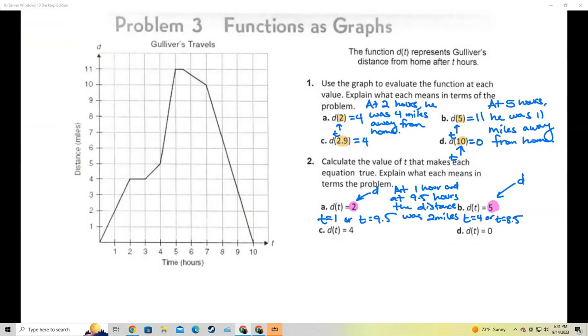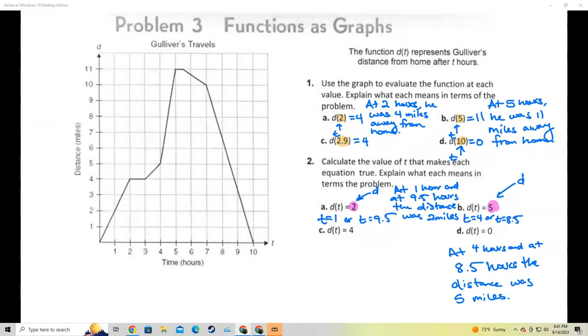As far as the sentence is concerned, I would say at 4 hours and at 8.5 hours, the distance was 5 miles.